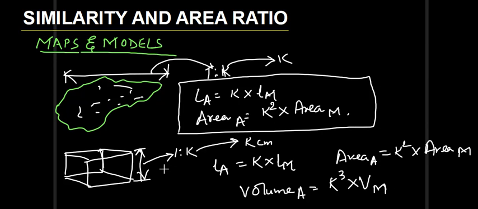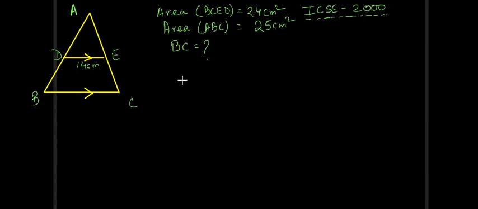Okay? So if you want to calculate the actual volume, then you have to multiply by k cube. If you want to find out the volume, you have to multiply k cube into the volume of the model, if you know the scale ratio. Let us take this problem which was asked in ICSE 2000.